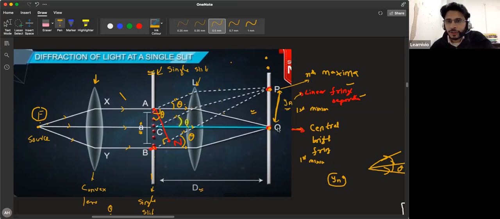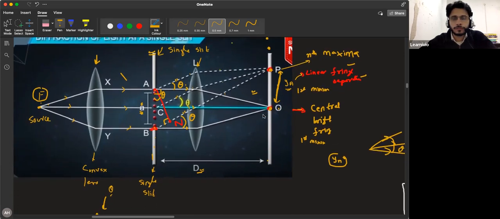The linear separation between O and P is Yn. The separation between the single slit and the screen is capital D. The simple thing is, light waves are coming through the slit, they bend. Due to bending, they overlap with each other, and when they overlap, they form some sort of spots, a bright spot or a dark spot. Is it clear?